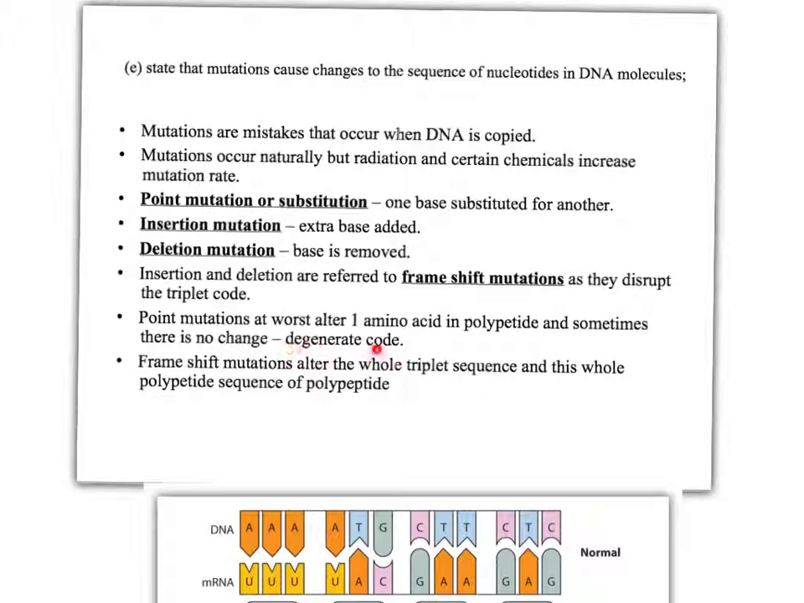The other thing to remember is the business about degenerate code. For a substitution mutation, it's possible to change one base for another base, and that can result in exactly the same amino acid being produced in the protein product. So that's moving on to the next slide.